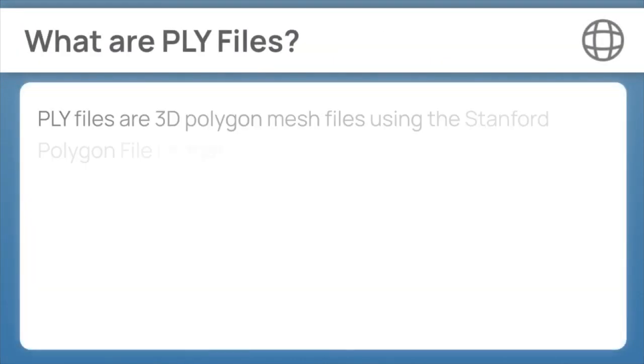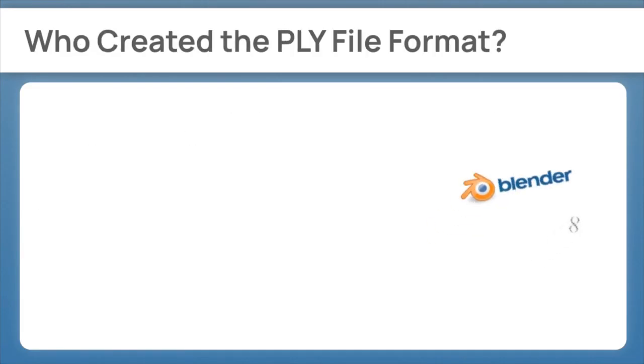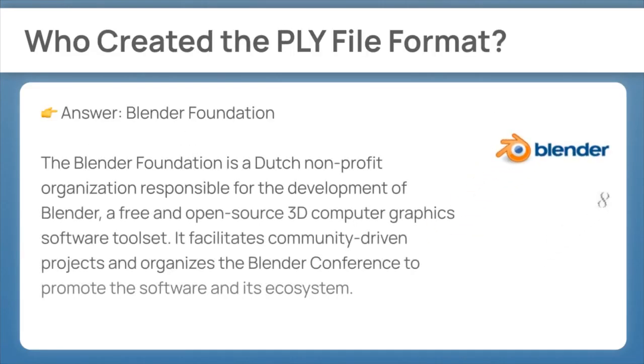PLY files are 3D polygon mesh files using the Stanford Polygon File Format, designed for storing three-dimensional data from 3D scanners and modeling applications. They contain vertex positions, face definitions, and optional per-vertex properties, including color, normals, and texture coordinates in a flexible, extensible structure.